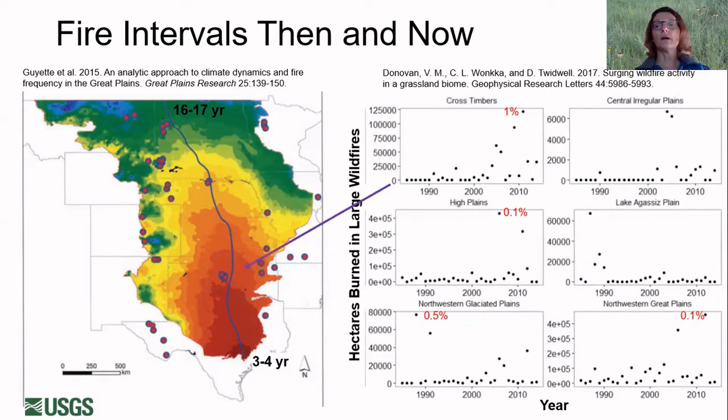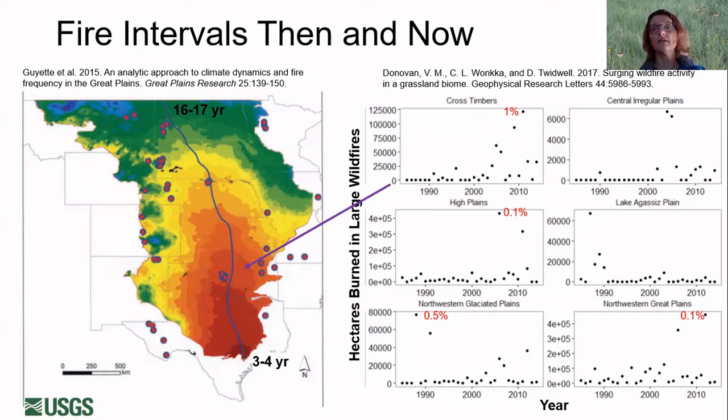A recent compilation of wildfire information for the Great Plains by Donovan and colleagues showed that the area burned by large wildfires has actually quadrupled since the 1980s. But if you use this figure from their paper and do a little very simple math, the data that they compiled also suggests that the area burned in even the largest wildfire years in each of the subregions is at most 1% of the area of that subregion.